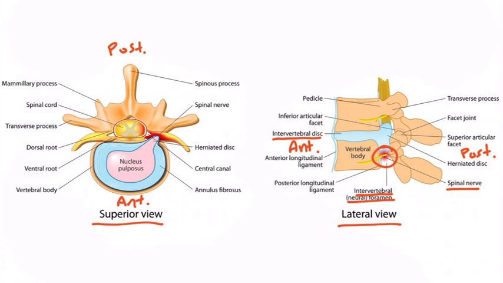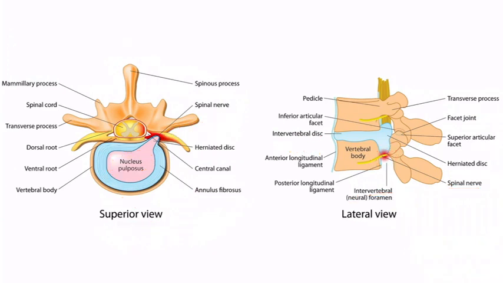Notice that the outer aspect is called the annulus fibrosus, and the inner aspect is called the nucleus pulposus. As the annulus fibrosus degenerates, the nucleus pulposus herniates outward, hence the name herniated disc. The intervertebral discs most commonly herniate posterolaterally into this region shown in the image right here. But why exactly does this happen? Well, let's take a closer look.